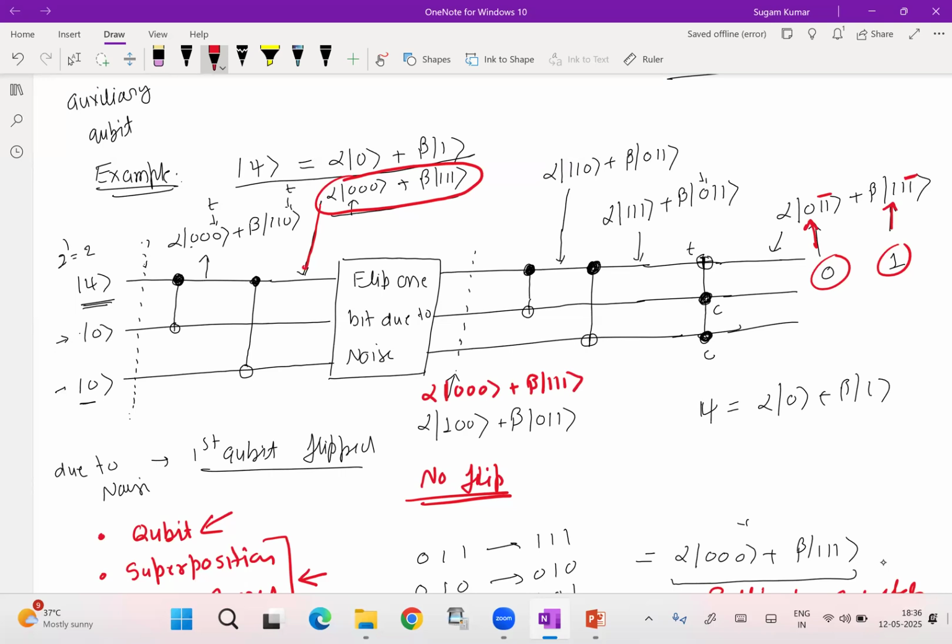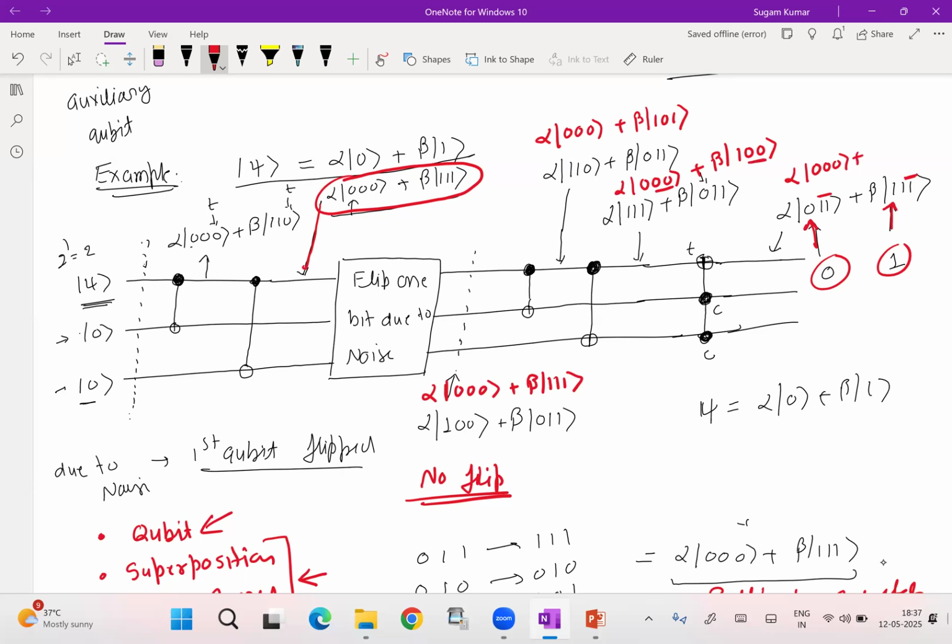Now look, you apply the first CNOT gate. Tell me what will happen? 0, 0, 0. Nothing happened. What happened to the second one? 1, 1, 1. Sorry. And then apply the second CNOT gate. What happened to the first one? Nothing changes. And what happened to the second one? 1, 0, 0. Yes. And let us come here now. Now look at the two control bits. They are the same. Nothing happened to the target bit.